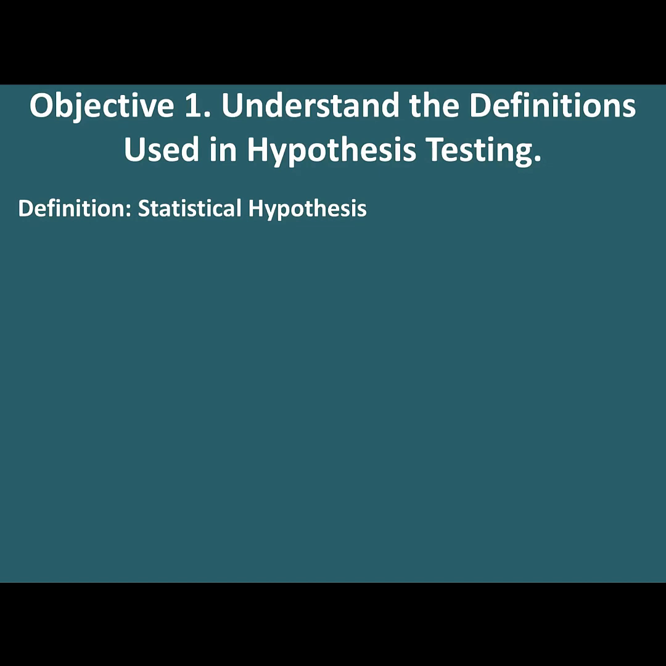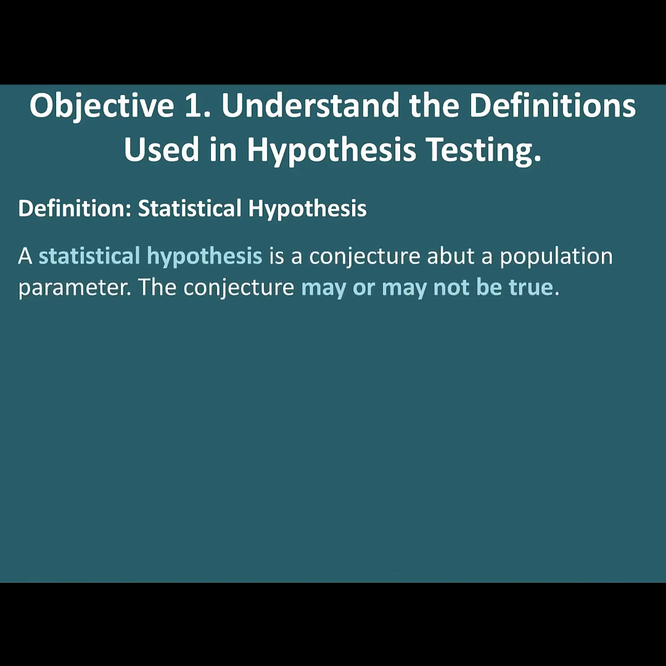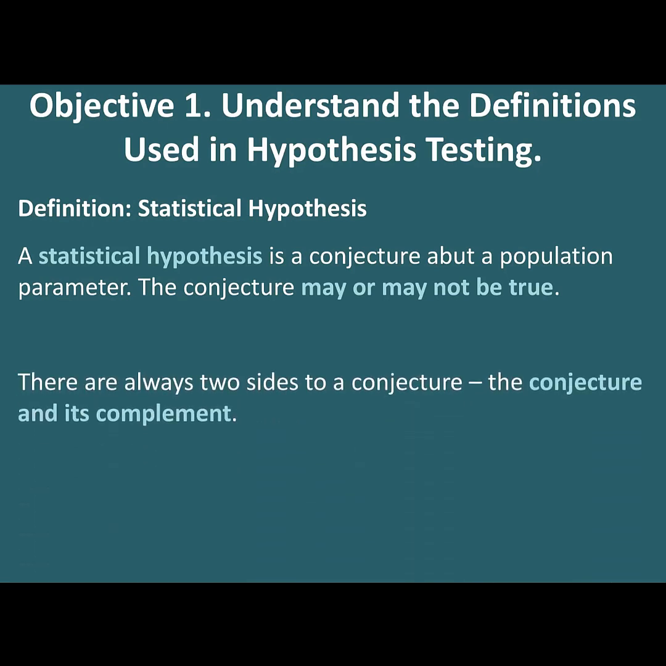Let's take a look at the definition of statistical hypothesis. A statistical hypothesis is a conjecture about a population parameter. The conjecture may or may not be true. Keep in mind there are always two sides to a conjecture: the conjecture and its complement.